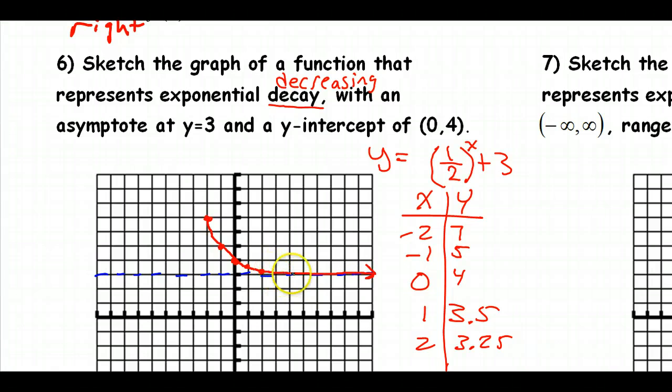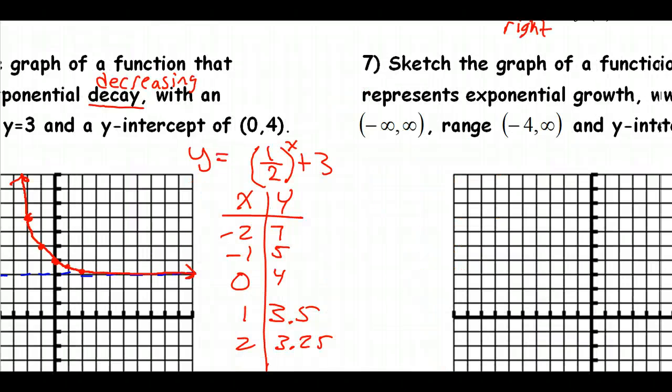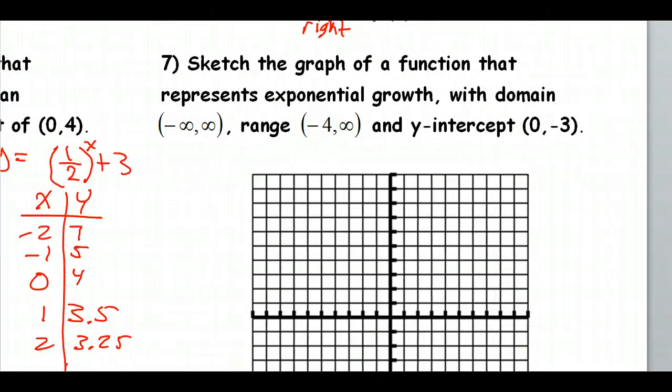Okay, it should basically appear to trace the graph here on the end. Make sure you extend it all the way to the edge of your graph in the other direction. So that is how you do that. It satisfies all the conditions. It's decreasing with a decay, asymptote at 3, y-intercept at 4. It's beautiful. All right, look at number 7.